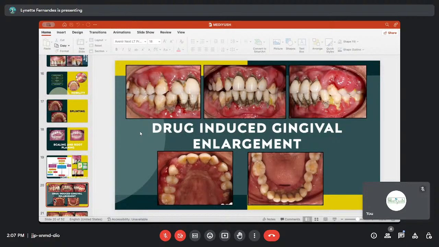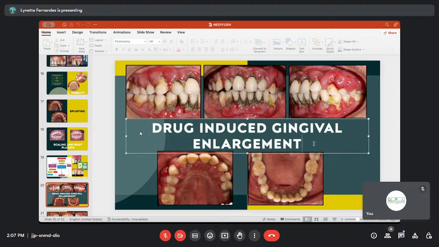As we spoke about scaling and root planing being the most important, we will see this case, which was a case of drug-induced gingival enlargement. She had come to us. She was a hypertensive patient on amlodipine. But along with this, there were local inflammatory factors which were exacerbating the condition. So you could see how severely enlarged this was.